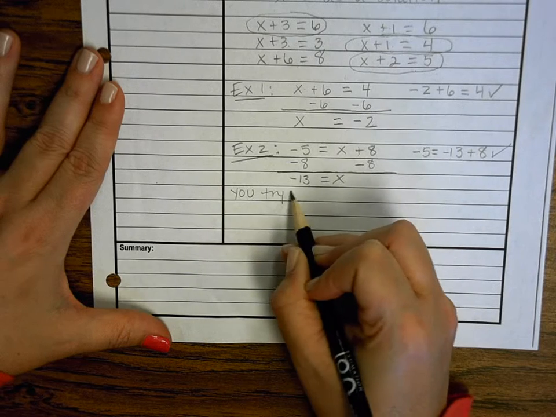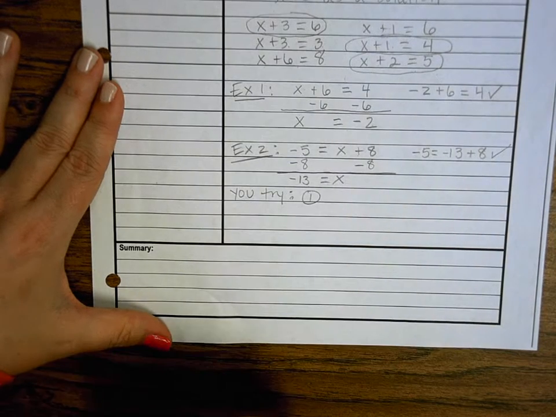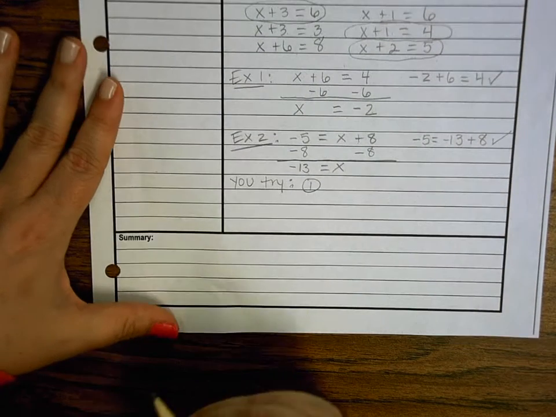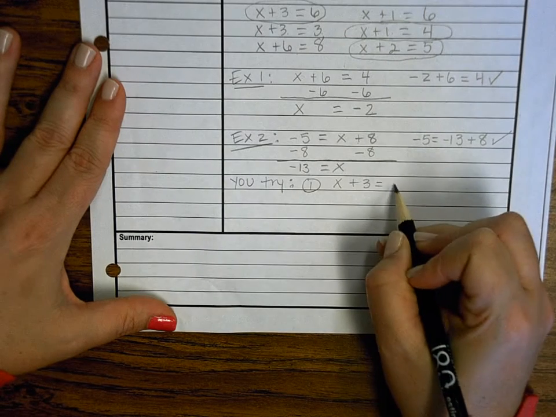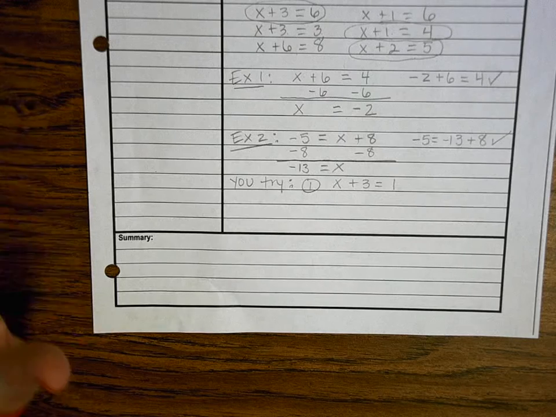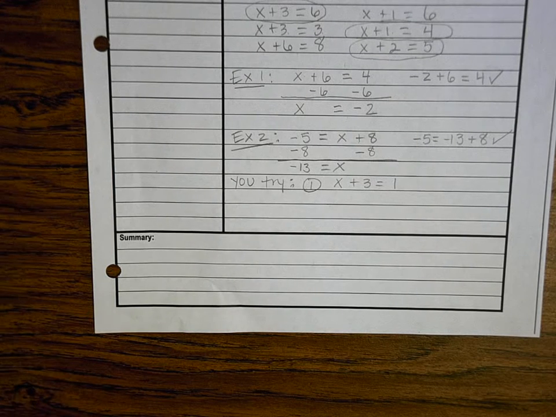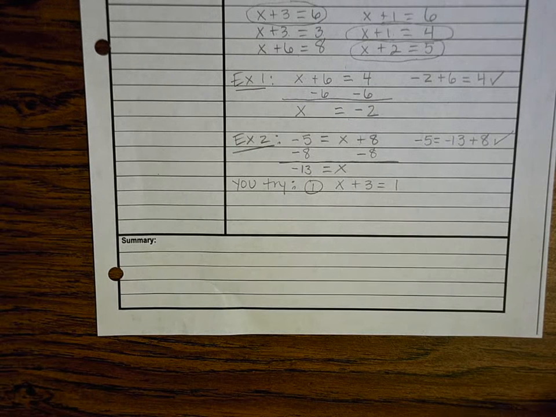See if you can get this one. We'll do x plus 3 equals 1. Nothing tricky. Just raise your hand when you think you know. Okay, what's the answer? Negative 2.